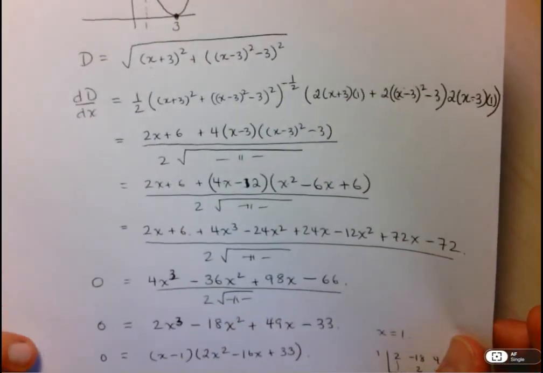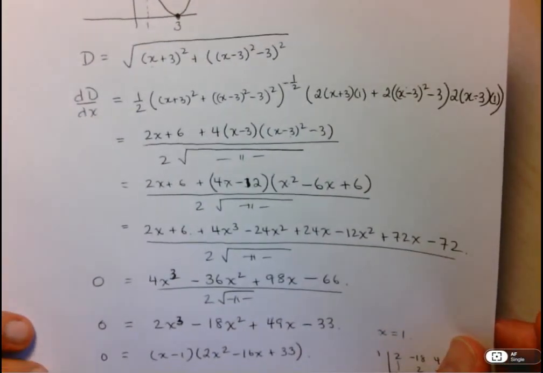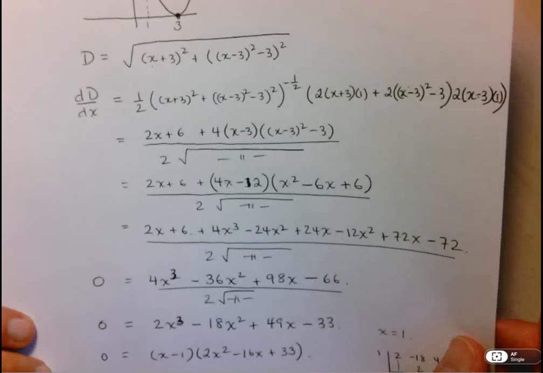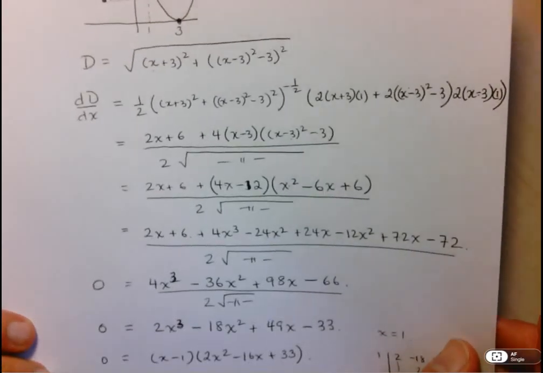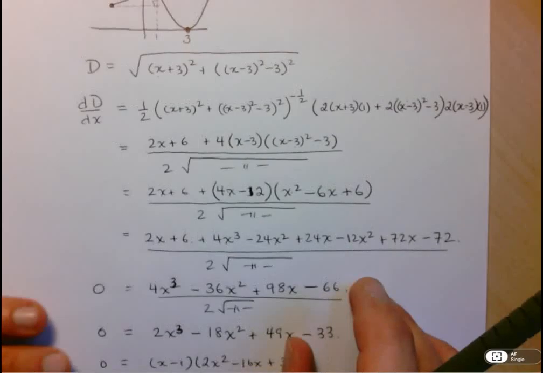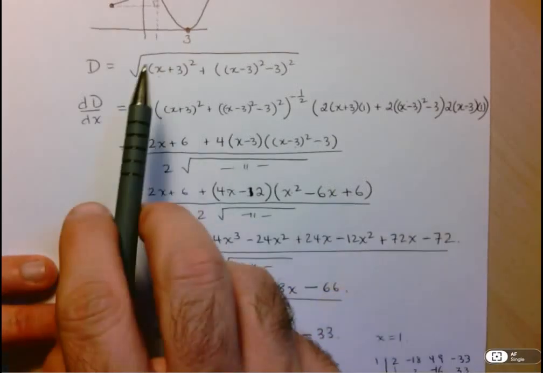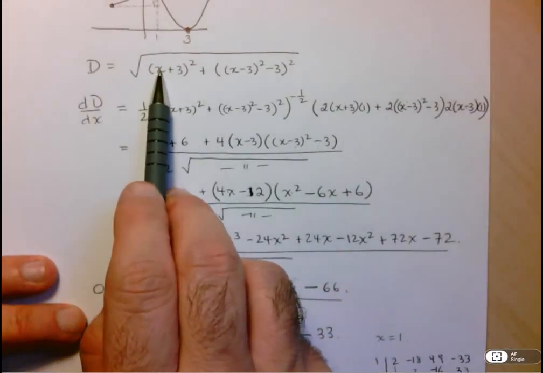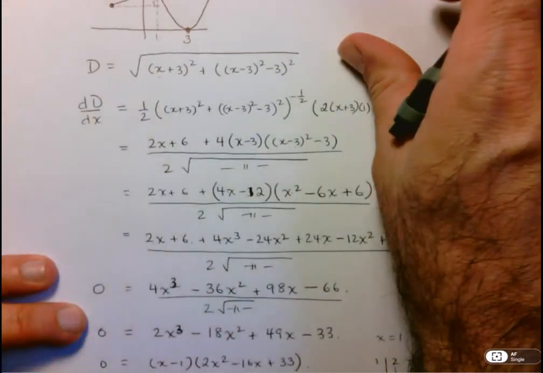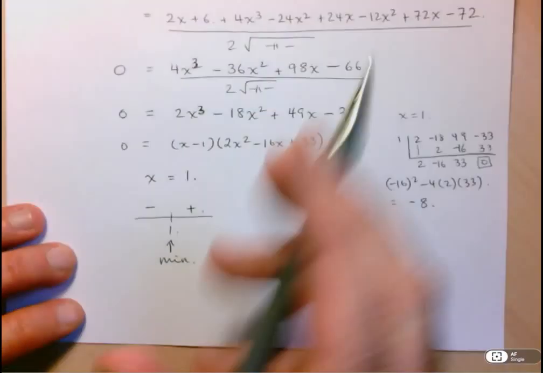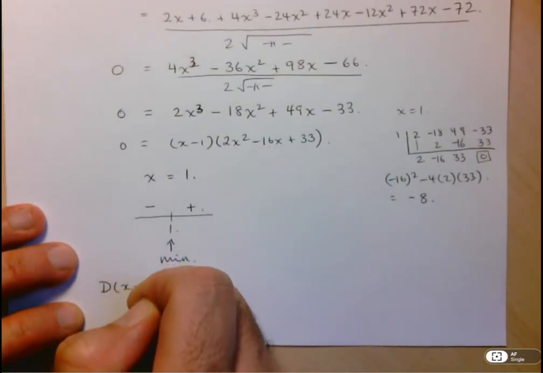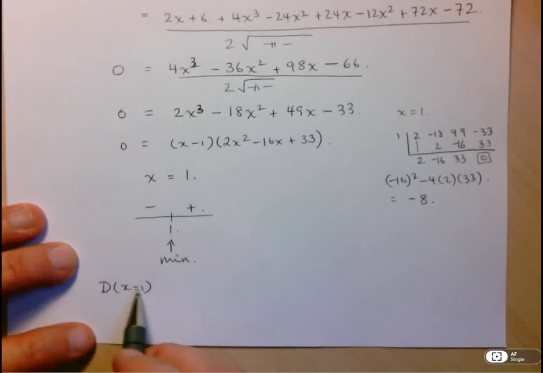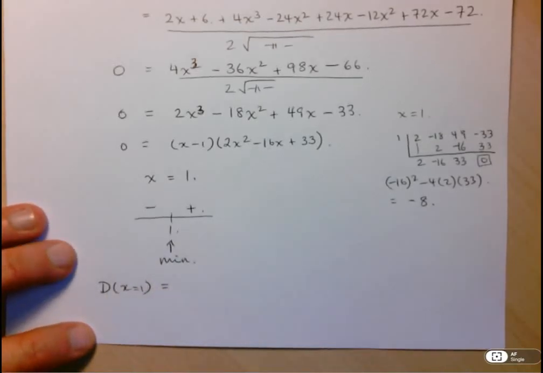However, I believe the question here was, let's check again. The question is, determine the minimal distance. So what we actually have to do is determine the distance. So we go back here and input 1 into our formula. So we're looking for the distance when x is equal to 1. I just meant to write 1, but I guess I went a little too quickly.